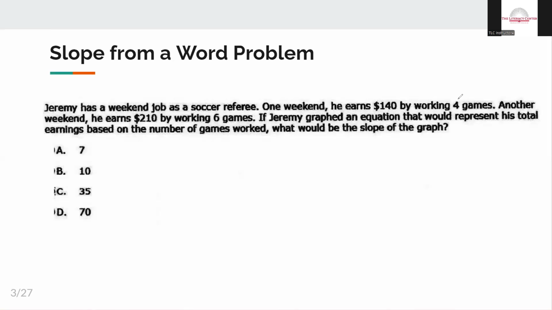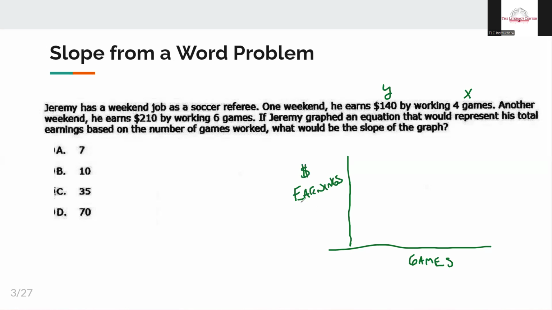We want to treat the games he works as x and the dollars that he earns as y. That's because the games is the input. He works a certain number of games, and by working those games, he gets his output, which is the dollars that he earns. So if we were to make a graph, we would maybe make it like this, and we would say games, and we would say earnings. And on the earnings, that would be dollars.